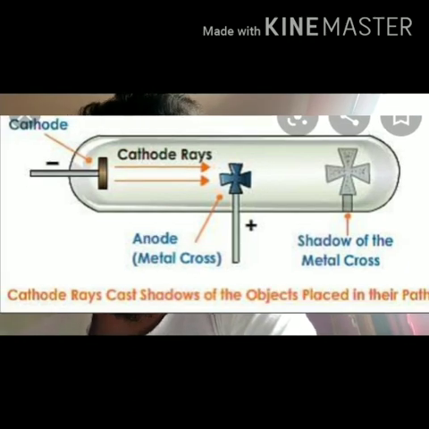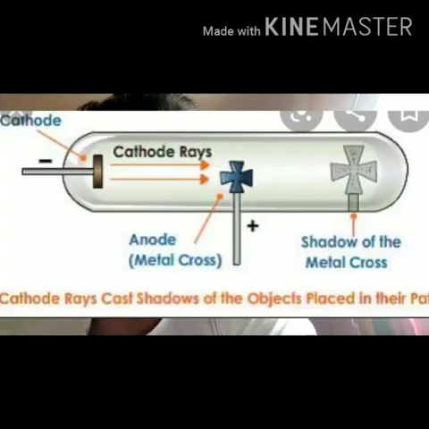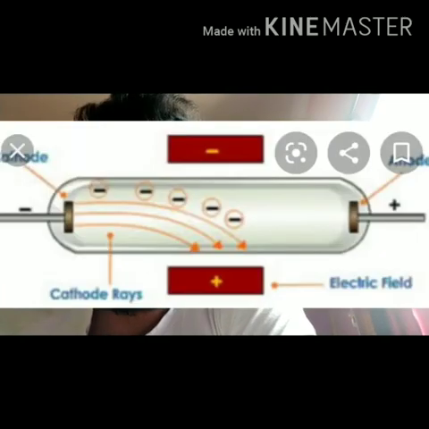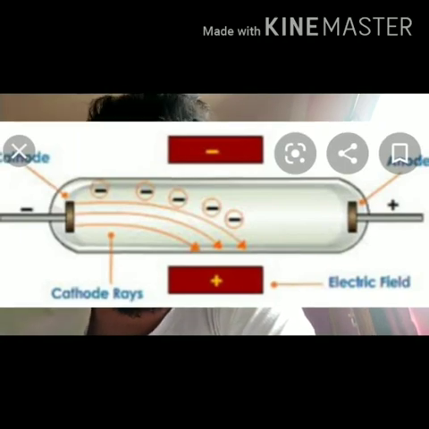Second, cathode rays consist of fast moving particles. If we put a light paddle wheel in the path of the cathode rays, it starts rotating. That proves that cathode rays consist of a stream of fast moving particles. Third, cathode rays are negatively charged particles. When an electric field is applied in the path of the cathode rays, they tend to bend towards the positively charged plate, and this particle is termed the electron.